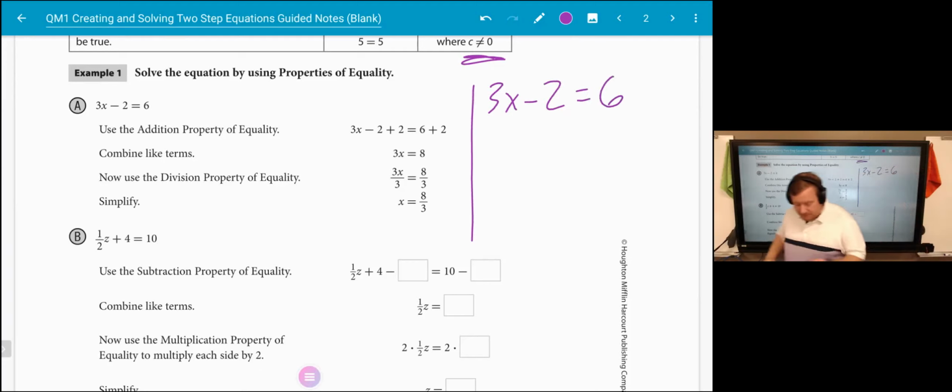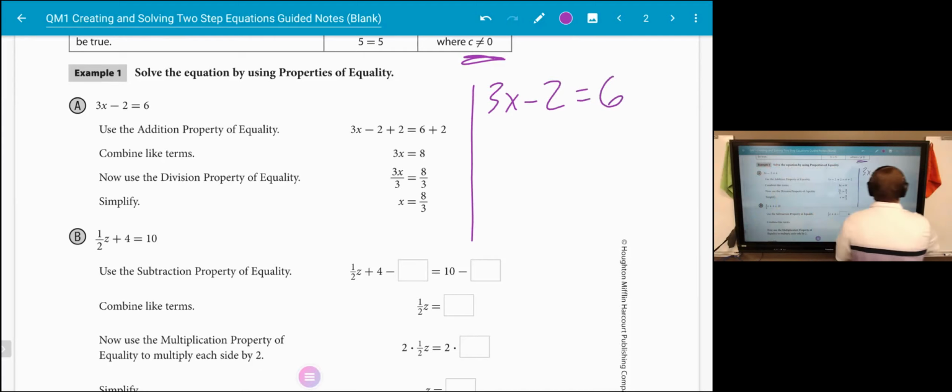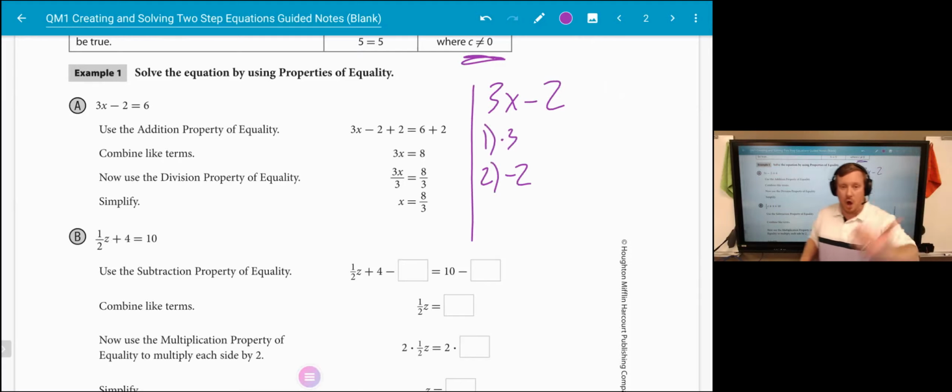Now, how I set this up before was if the equal sign wasn't there, and if it was just 3x minus 2, we've talked about do and undo steps. What's the first thing being done to x? Well, I'm multiplying by 3. Then after that, I would subtract 2. In other words, how to undo those things, the last thing that I do is the first thing that I undo. So the last thing I'd be doing would be subtracting 2.